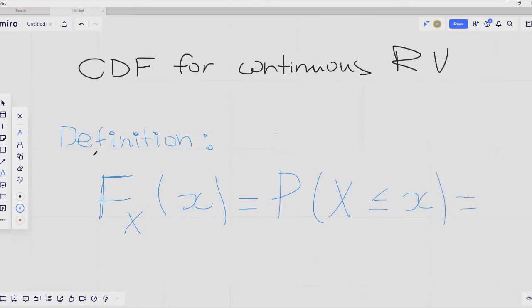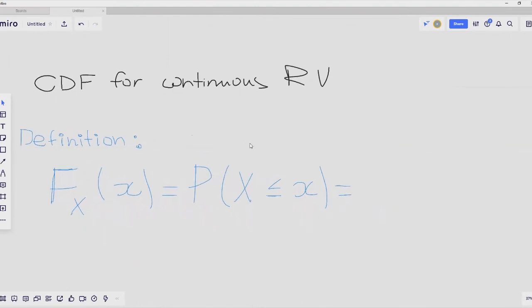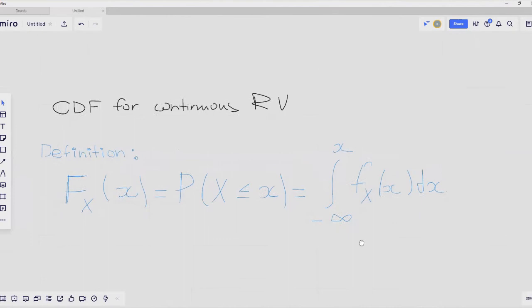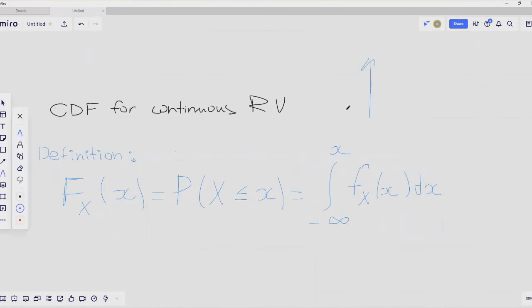some value small x. Now, in the case when we are working with continuous random variables, this value is calculated as the following indefinite integral from minus infinity to the value of small x of our PDF function for random variable X. So we are calculating the probability that our random variable X lies to the left of some value small x, which is calculated as the area under the PDF curve.